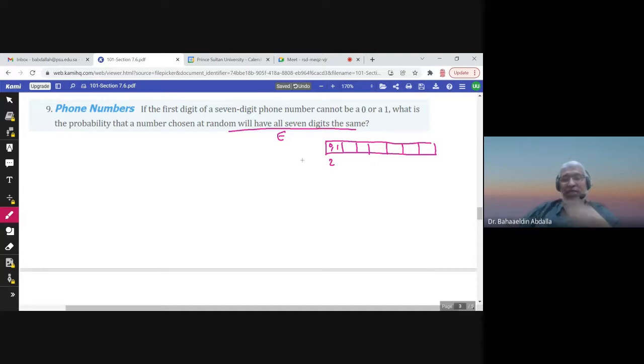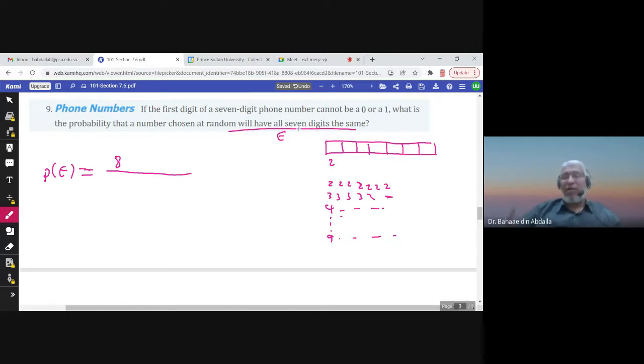So, the first digit cannot be 0 or 1. So it can be what? The first digit can be 2. So we have all the 7 digits 2, or 3, or 4, up to 9. How many possibilities are these? 8. So the number of favorable outcomes for E would be 8. We will have 8 possibilities when all 7 digits are the same because 0 and 1 are not allowed. The first digit cannot be 0 or 1.